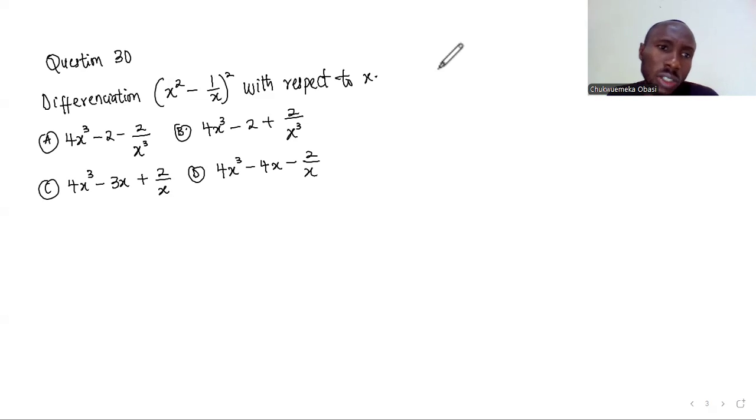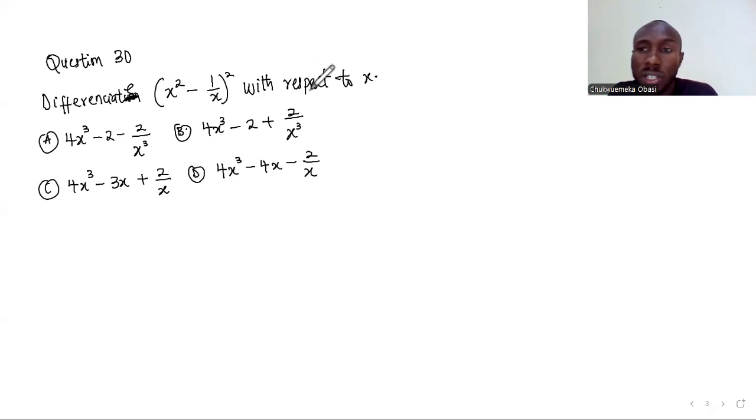So now let's go right into this problem and see what we can do here. So it says differentiate, sorry, not differentiation. This should be differentiate (x squared minus 1 upon x) all squared with respect to x.